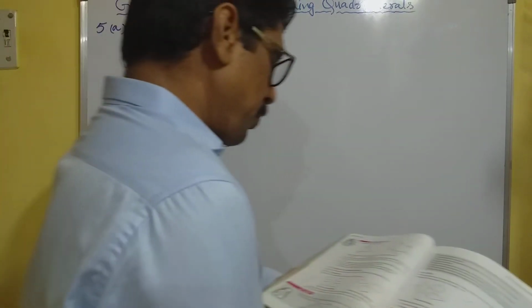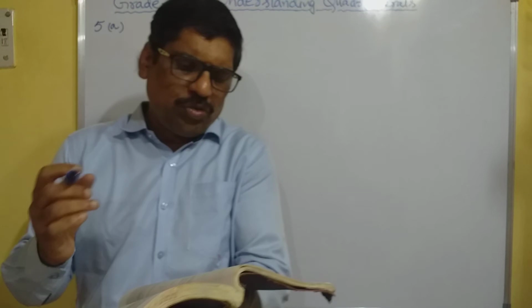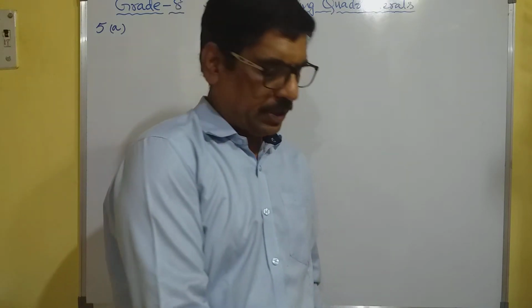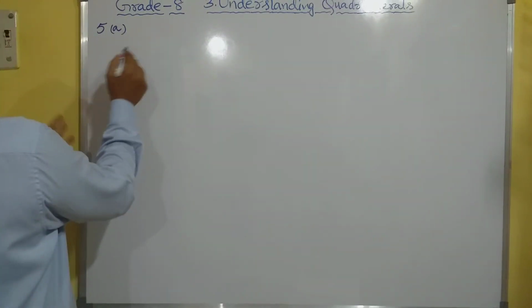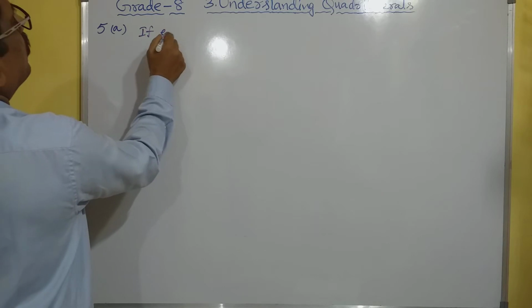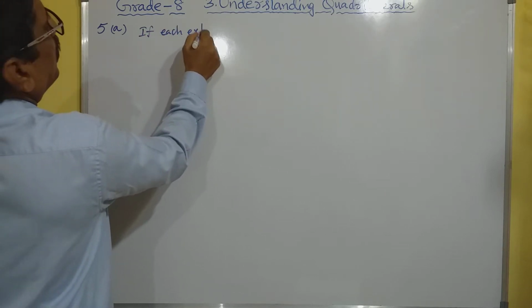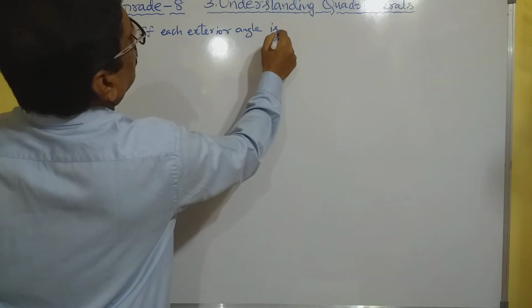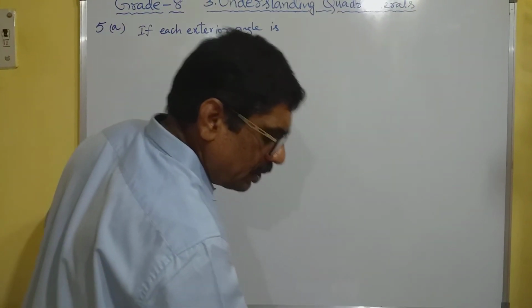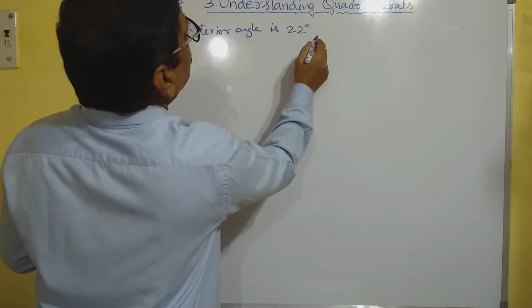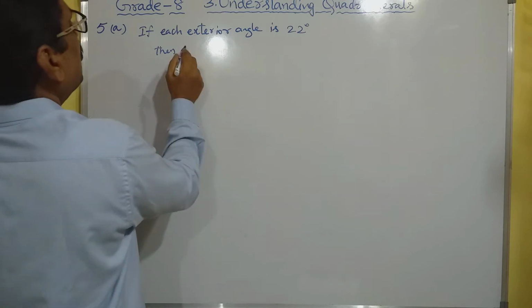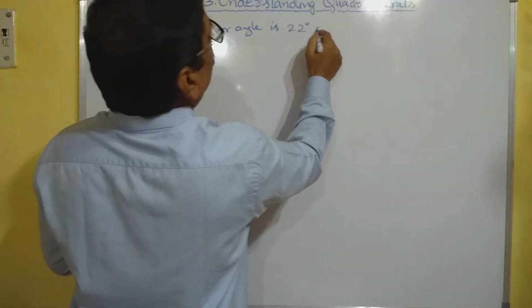Now look at the fifth problem. Is it possible to have a regular polygon with measure of each exterior angle as 22 degrees? So let us check if each exterior angle is, what is the value given? 22 degrees. Then what is each exterior angle of n sides?